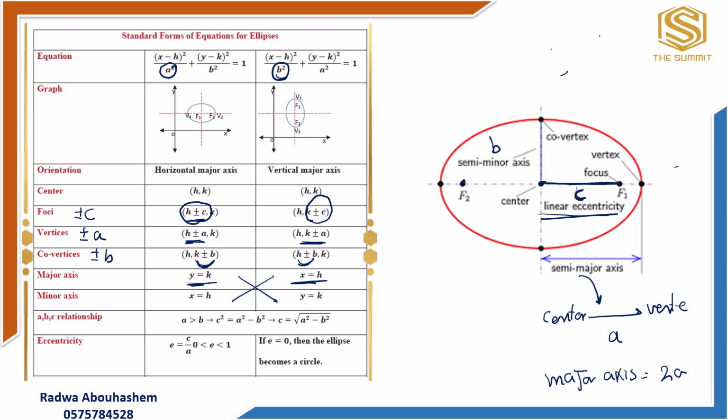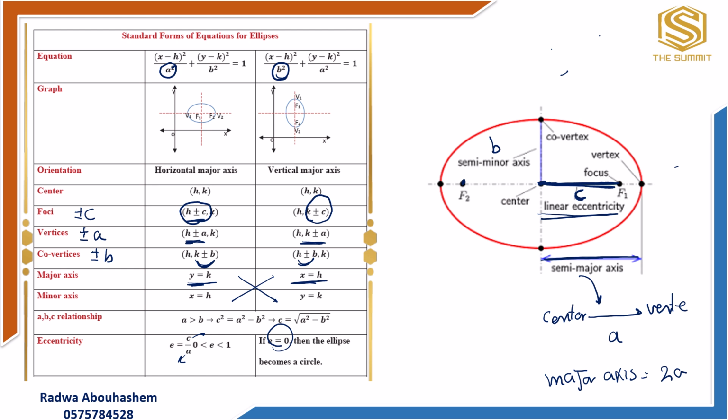Then we have the eccentricity. The eccentricity e equals c over a. The c is the linear eccentricity, which is the distance between the center and the focus, over a, which is the semi-major axis. Okay, so all the time the eccentricity is between 0 and 1. If the eccentricity is 0, this means that the ellipse changes to a circle.